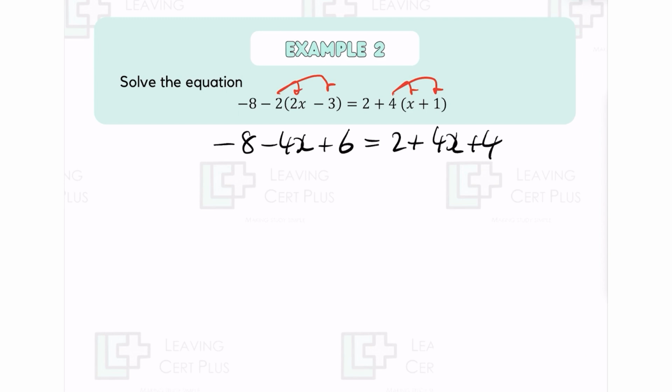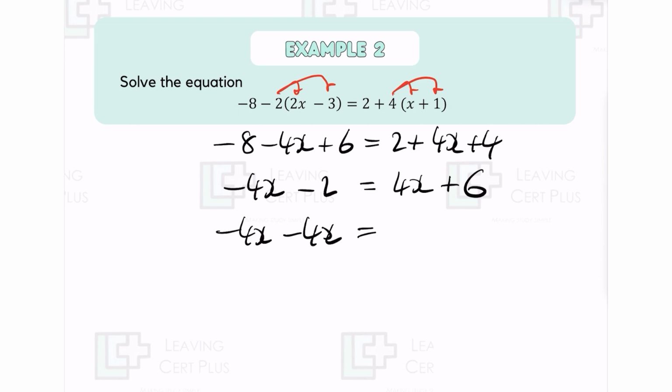On the left hand side then, the minus 4x can stay, but then minus 8 and 6 go together as minus 2. And on the right hand side, 4x is fine, but 2 and 4 go together as 6. So then we see we want to balance. What I'm going to do here is get rid of that minus 2 by adding 2 to both sides. And then I also want to get rid of the 4x, so I'll take 4x from both sides.